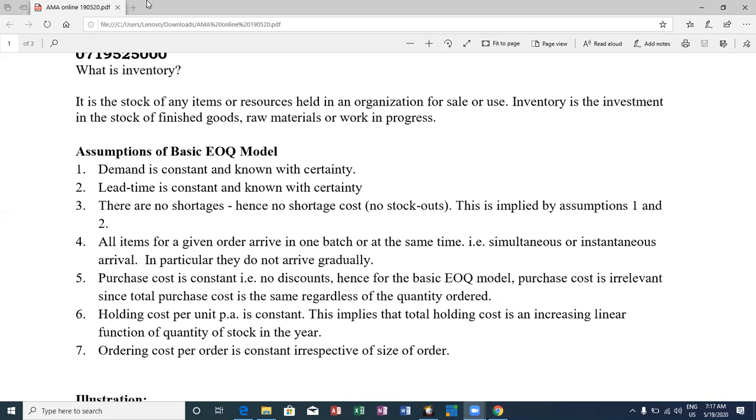EBQ equals the square root of 2DCO over HC, which will be the square root of 2 times annual demand, which is the same as annual usage, 2400, times, this is not CO, this is CS, sorry. It's EBQ. Even down here, we must talk of 1 minus U over P. So 2 times 2400 times CS, which is 1000, all over HC, which is 10 times 1 minus 2400 over 4800. Which will end up giving us what figure?